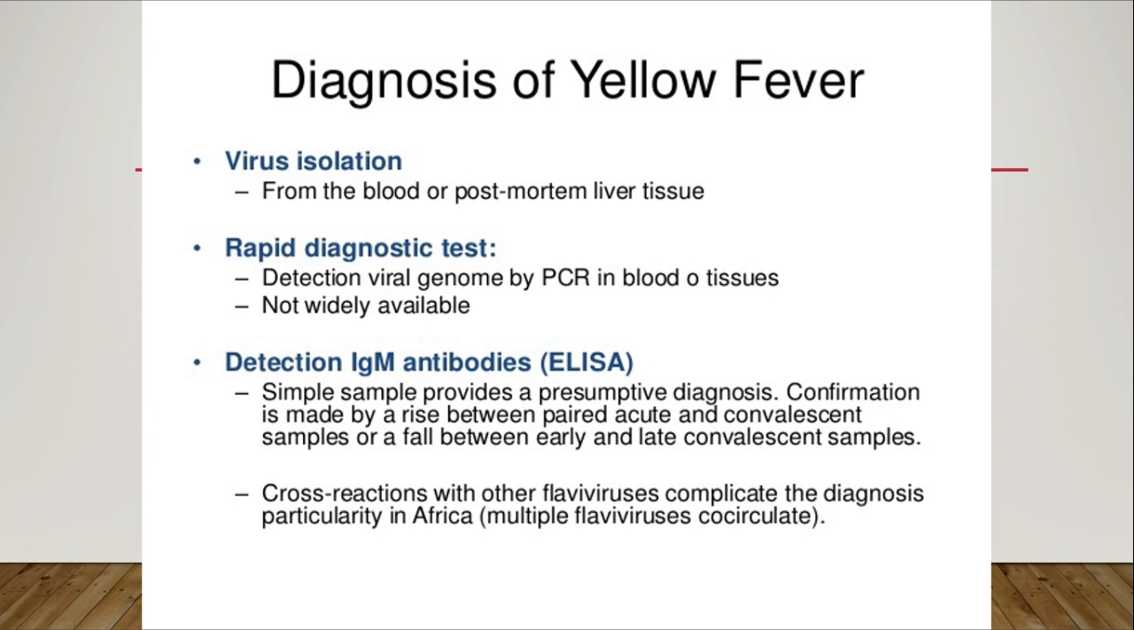Talking about the lab diagnosis, the best sample will be the blood sample. We can go for liver biopsies if we suspect a severe case. And we can go for virus isolation from the blood or post-mortem liver tissues, and the rapid diagnostic test is based on the detection of the viral genome by polymerase chain reaction. They're not widely available right now, but we are dependent on detection of IgM antibodies by ELISA.